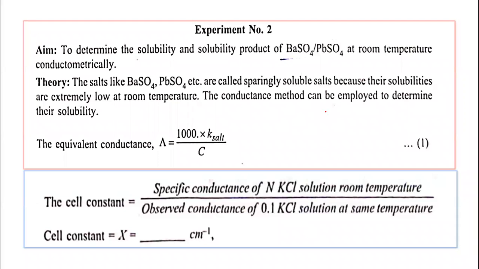In this video, I would like to explain the second conductometry experiment. The aim of the experiment is to determine the solubility and solubility product of barium sulfate and lead sulfate at room temperature conductometrically.